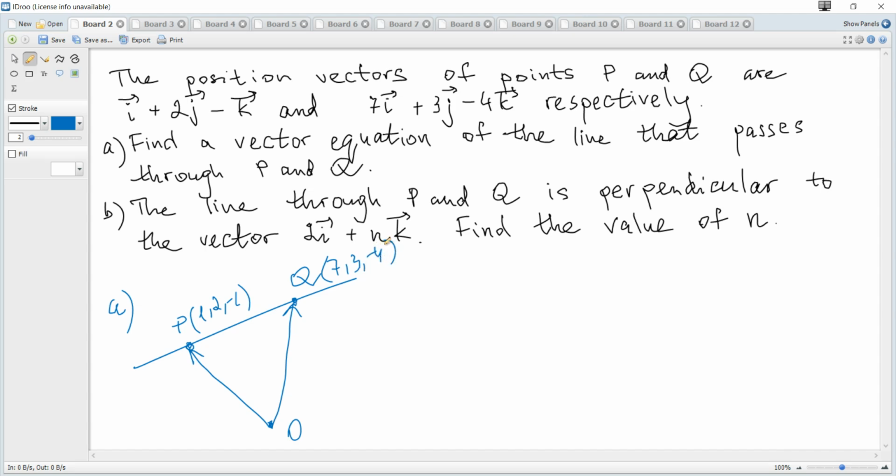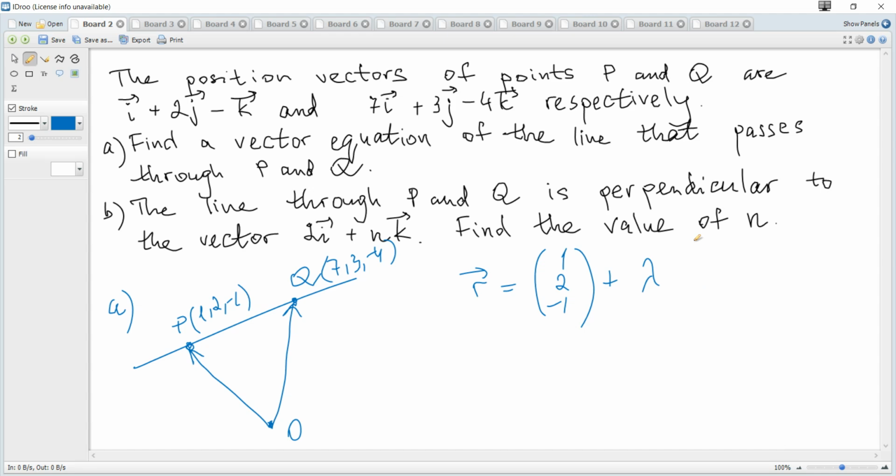And what is the equation of a line? The position vector of any point on the line can be found as the position vector of a point on the line plus a multiple of a direction vector. We can choose OP or OQ as a position vector of a point on the line. Let's choose OP, so it becomes 1, 2, negative 1 plus some parameter multiplied by the direction vector.